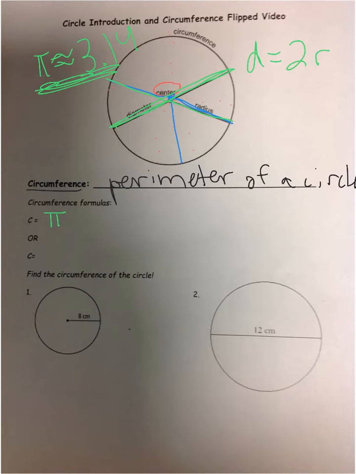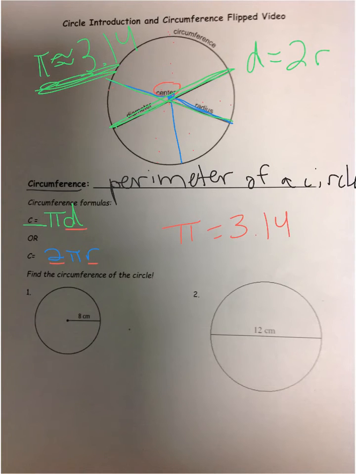Because not everyone has a pi button on their calculator, we're going to be using 3.14 instead of pi when we calculate things. So back to our formula, circumference equals pi times diameter. That's one formula. Or you could say pi times 2 radius, or in other words, 2 pi r, because one diameter is equal to 2 radius. So you can either say pi times diameter, or you can say 2 times pi times r. And remember that for pi, we're going to use 3.14 in our calculator.